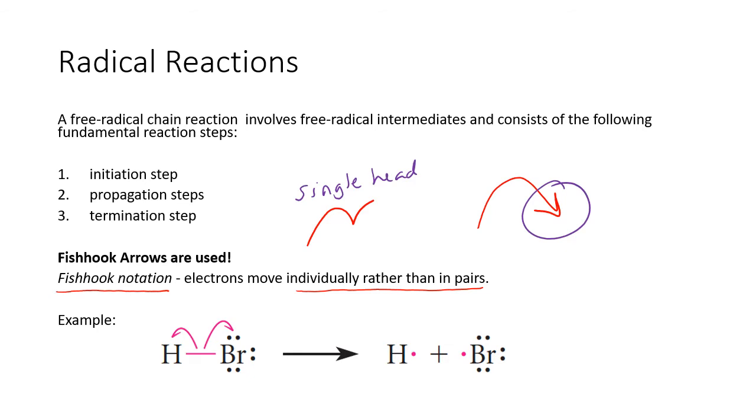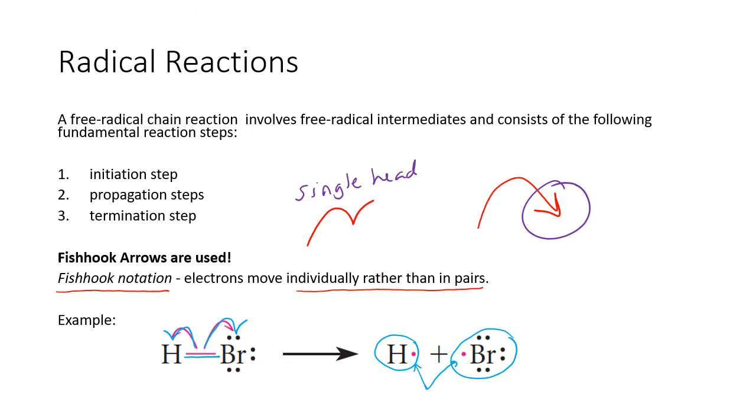So for example, HBr, if that was going to break apart and we were going to use fishhook arrows to form a hydrogen radical and a bromine radical, we would take that covalent bond between them and push one electron to the hydrogen and one electron to the bromine. As a result, we would form a hydrogen radical, so notice the one unpaired electron, and a bromine radical. So both of those have one unpaired electron, which makes them highly reactive. So there's something that will cause this to happen in the initiation step. We'll talk about what that would be.